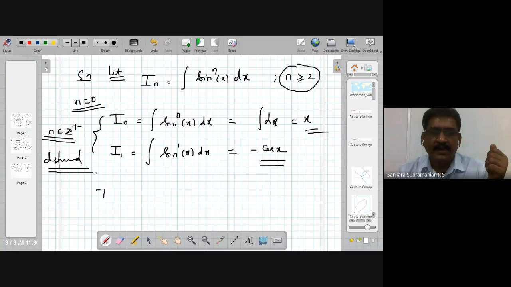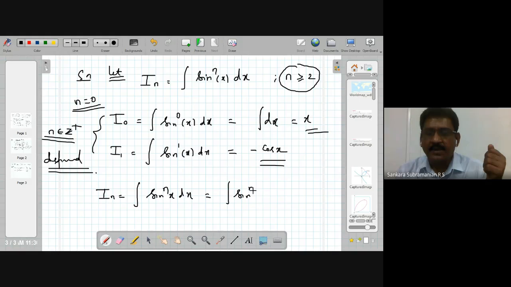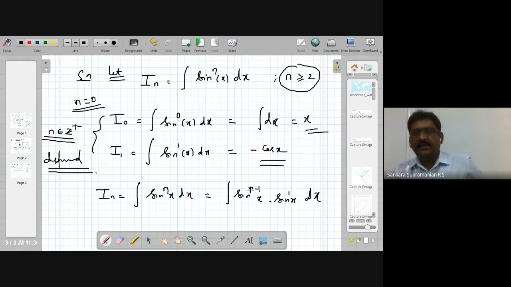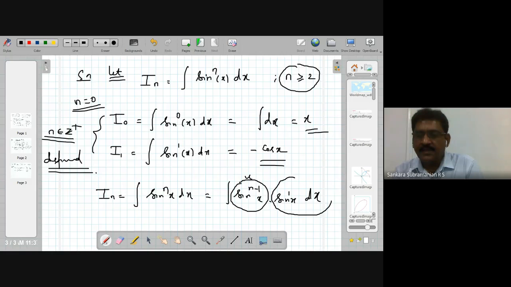So how to start? We have In equal to the integral of sine power nx dx. This can be written as sine power n minus 1 x into sin x dx. Now we can go ahead with integration by parts. Let us take this quantity as u and this quantity as dv.